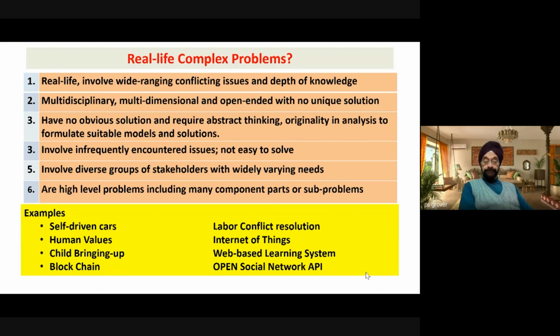Just to give you a feeling, the upcoming complex problems are like self-driven cars, human values, and child bringing up. Bringing up the first child, using all the techniques and methods, are those methods applicable to bring up the second or third child? So look at the complexity. Blockchain, labor conflict resolution, Internet of Things. This is the kind of scenario. They are so complex, multidisciplinary, interdisciplinary, unknown situations, and so on.